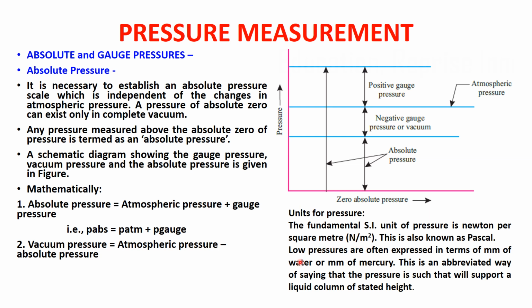Low pressures are often expressed in terms of mm of water or mm of mercury. Low pressure values are measured with low pressure measurement instruments like manometers, pitot tubes or piezometric tubes. If we want to measure high pressures, then we can use a bourdon tube pressure gauge, a bellows pressure gauge or diaphragm pressure gauges. So this is something about pressure measurement.